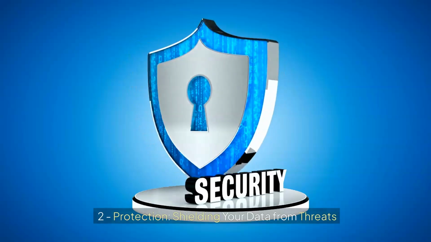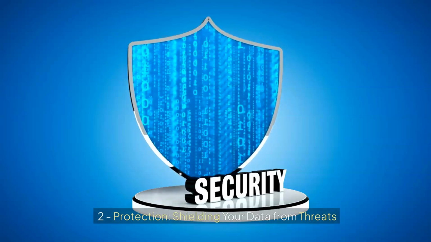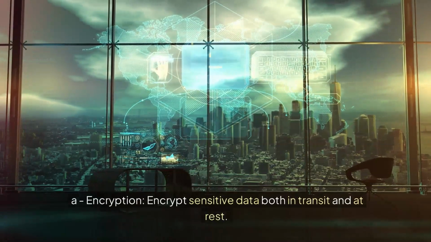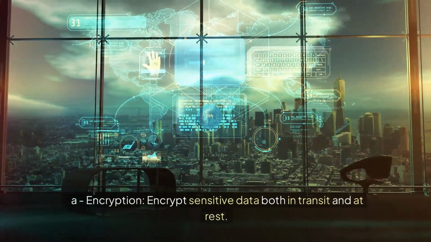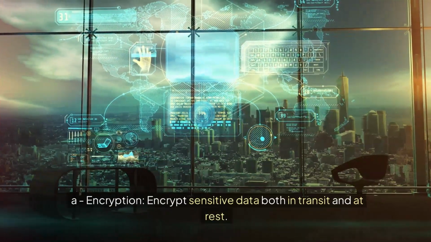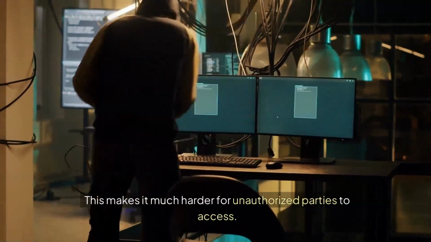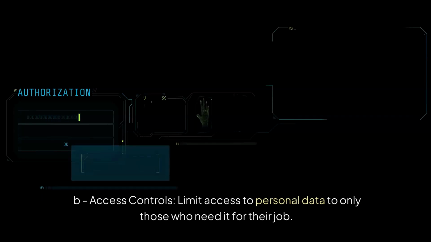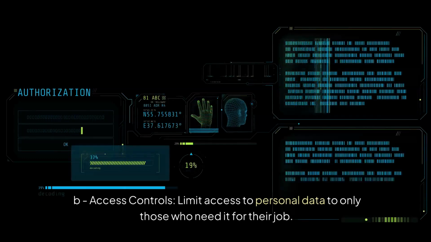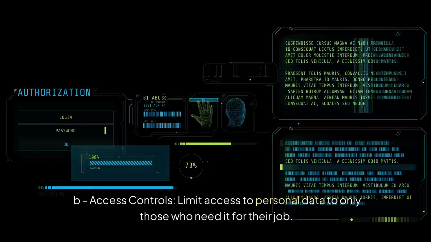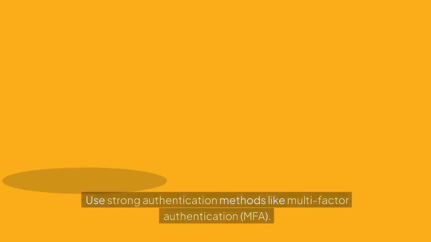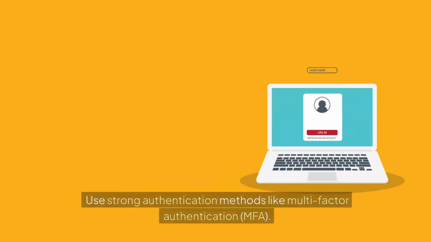Number 2, protection. Shielding your data from threats. A. Encryption. Encrypt sensitive data both in transit and at rest. This makes it much harder for unauthorized parties to access. B. Access controls. Limit access to personal data to only those who need it for their job. Use strong authentication methods like multi-factor authentication.